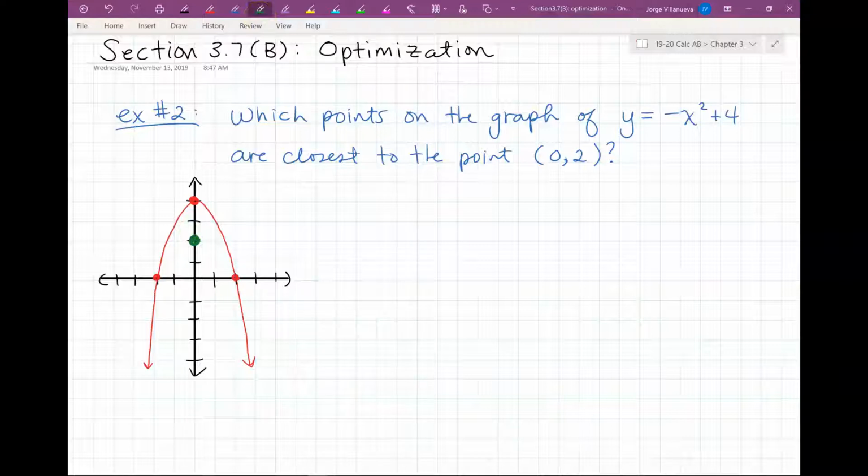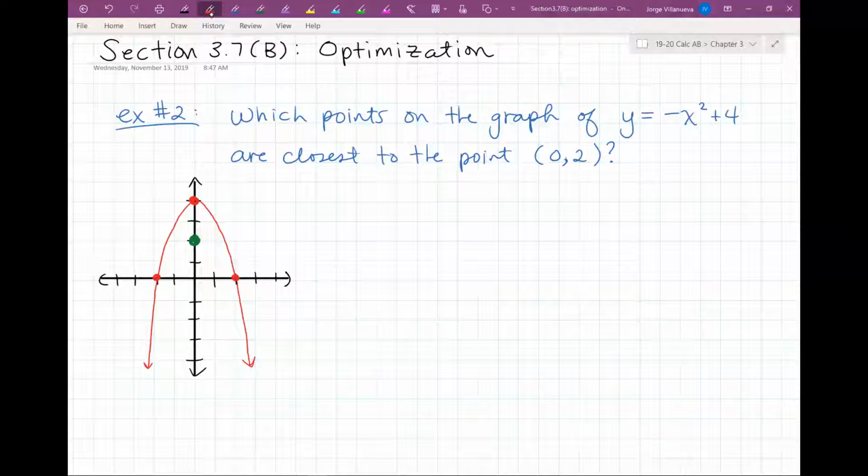I want to know which point is closest. So for example, will it be this point here that the distance from here to here is going to be shortest, or will it be this point here, right? Or maybe it's this point right here that the distance is shortest, right? I'm not sure, but we could figure that out. Okay, so that's the main idea that we're trying to do. Which point on this graph, or maybe points, are closest to that green point?